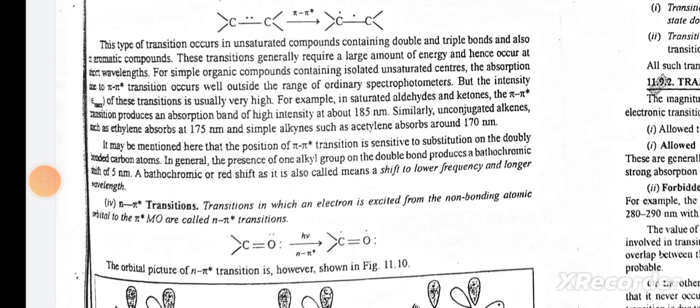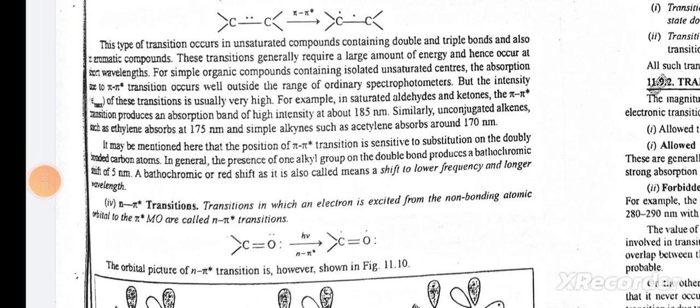It may be mentioned here that the position of the pi to pi star transition is sensitive to substitution on the doubly bonded carbon atoms. In general, the presence of one alkyl group on the double bond produces a bathochromic shift of 5 nm. A bathochromic or red shift, as it is called, means a shift to lower frequency and longer wavelength.